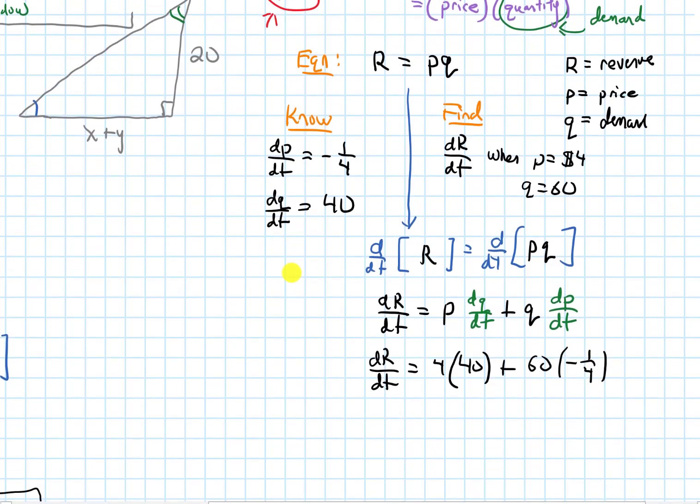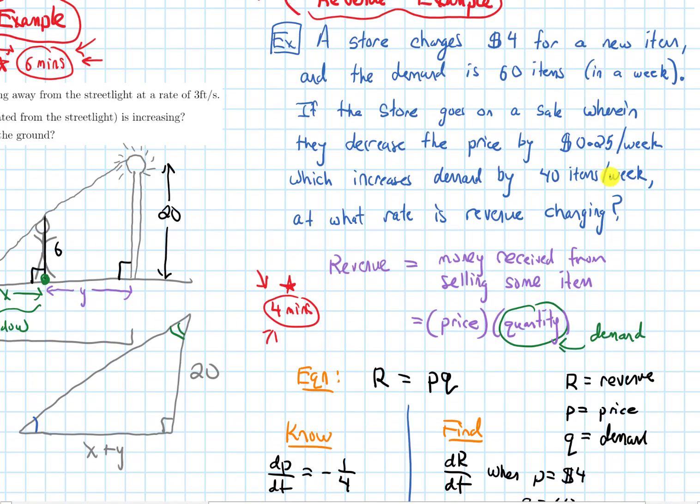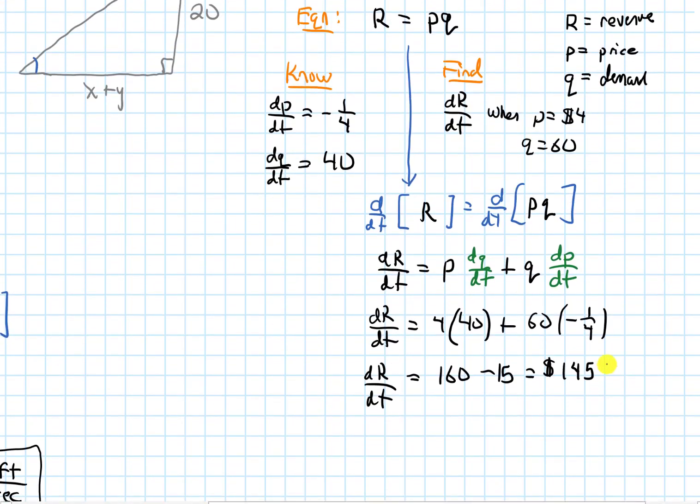So if I simplify, dR/dt, the rate at which my revenue is changing, is 160 minus 15, and that is 145. Last thing I need is units. The units of revenue on top is how we're measuring money here, which is in dollars, and over the unit of time in this problem, which was per week. So $145 per week. So they would expect their revenue to increase by $145 a week at this particular instant.